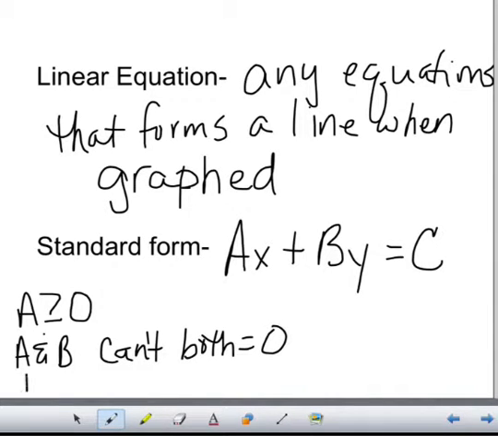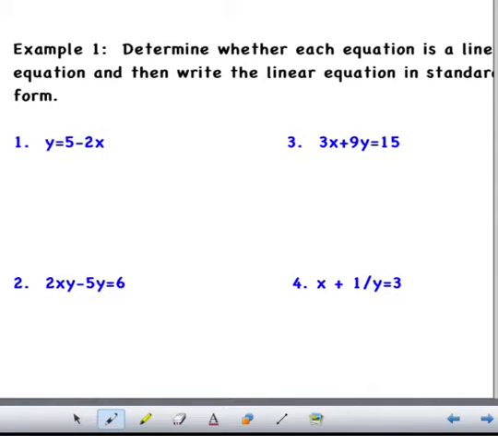And A, B, and C, their GCF has to be 1. You can't have a greatest common factor other than 1 for it to be in standard form. Okay, so let's look at some examples of what I'm talking about. Determine whether each equation is a linear equation, and then write the linear equation in standard form.